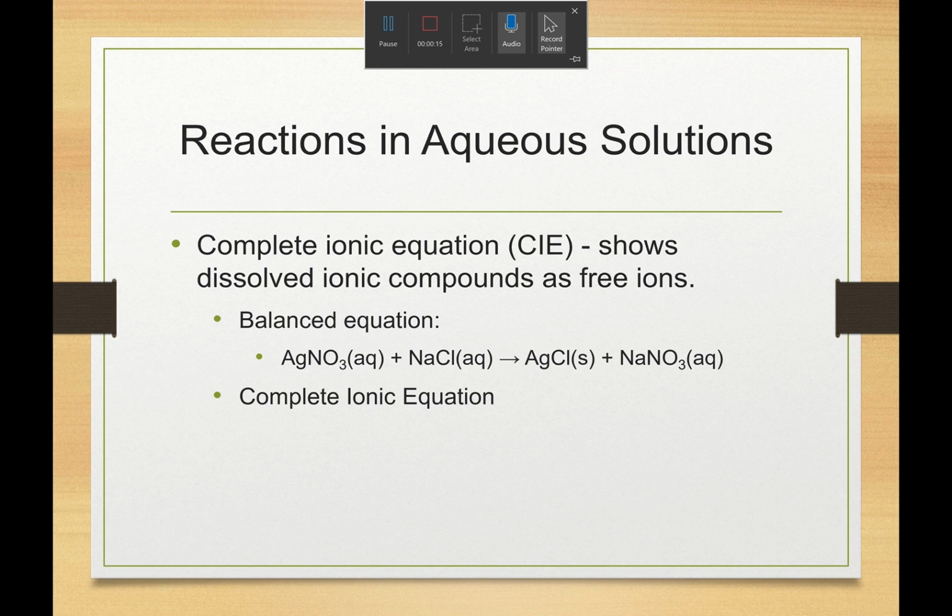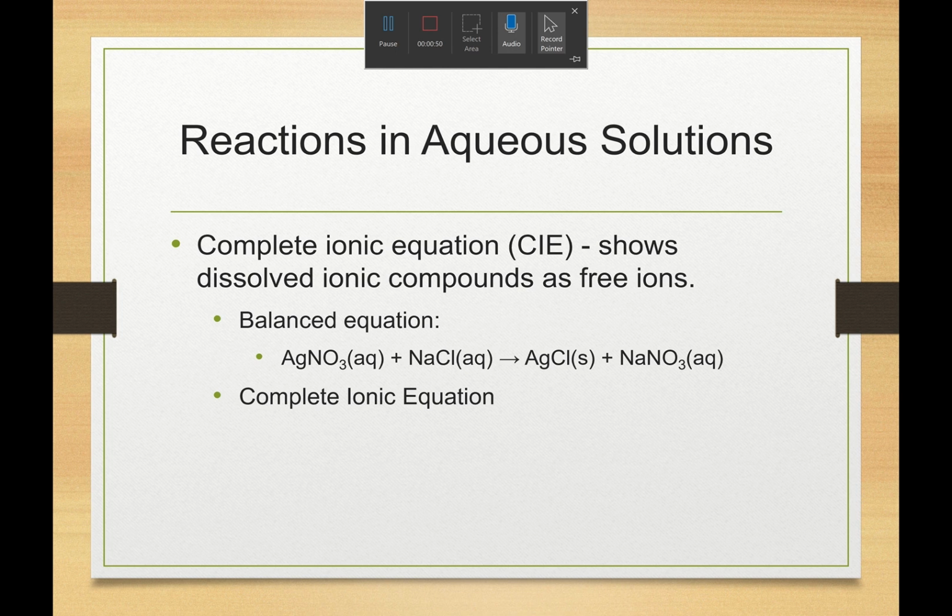So we should know at this point that when ionic compounds are dissolved in water, they dissociate into their ions. So reactions that involve aqueous solutions will typically involve ionic compounds that have been dissolved in water, and sometimes they can involve more than one solution, but typically we work with at least one solution where an ionic compound is in water. So to accurately get a depiction of what's really occurring in this reaction, we can show what's called the complete ionic equation, which shows all of the dissolved ions in the solution.